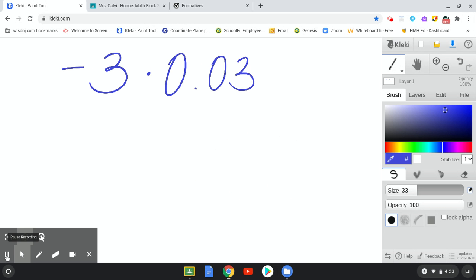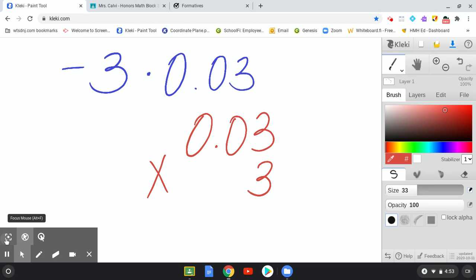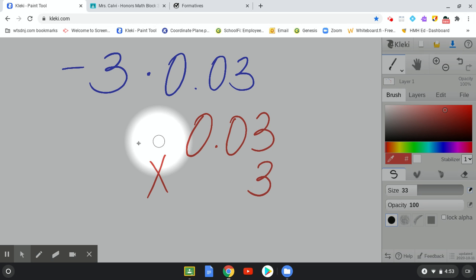Okay, so here I have -3 times 0.03. Again, I'm going to start with the number that has the most digits on the top. So 0.03 times 3, and I line everything up by shifting everything to the right. I do not line them up by decimal point like we did with addition and subtraction. Everything gets shifted to the right, okay?